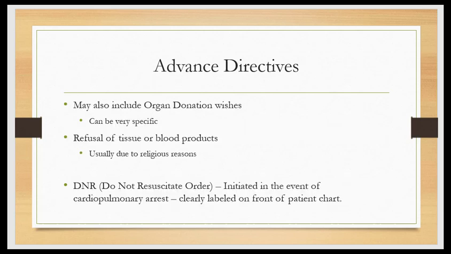Also found in advanced directives will be directions for organ donation. It's not always a simple yes or no. An organ donor can specify what they want to donate. Occasionally, the advanced directives will include a refusal of tissue or blood products. And this is usually because of religious reasons. For example, Jehovah's Witnesses do not accept blood products. You should know that depending on the procedure, this may be something that can increase the stress level of a procedure room.